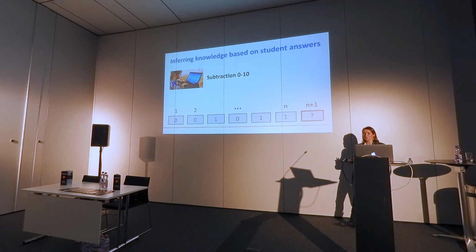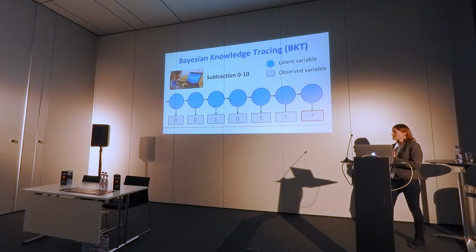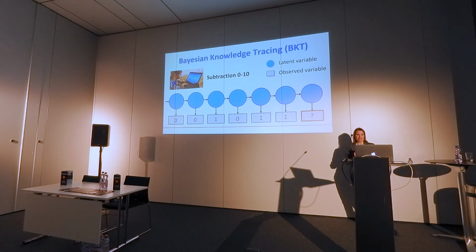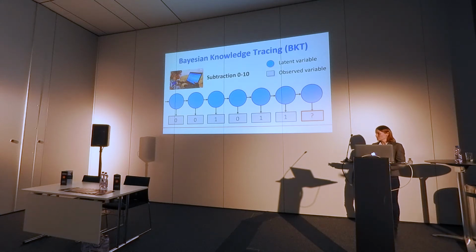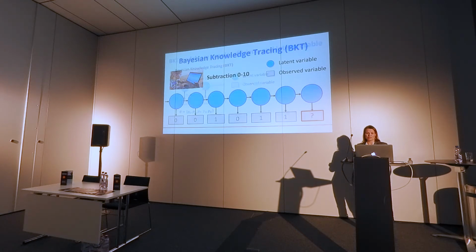There is a very popular approach of exactly doing these predictions. So we introduce here a second variable, the blue circle, and this basically denotes whether the student already knows this skill, subtraction between 0 and 10, or not. And as we cannot see into the heads of our students, we assume that this variable is hidden. However, we can infer it by observing answers of students to tasks, so these square rectangles that are associated with the skill. This approach is called Bayesian knowledge tracing, and it needs only very few parameters.